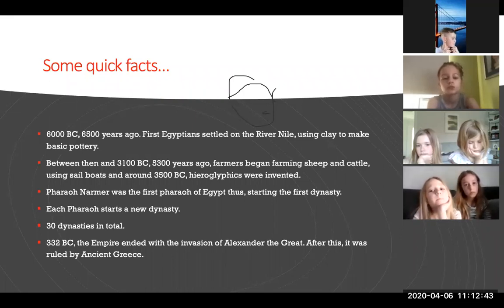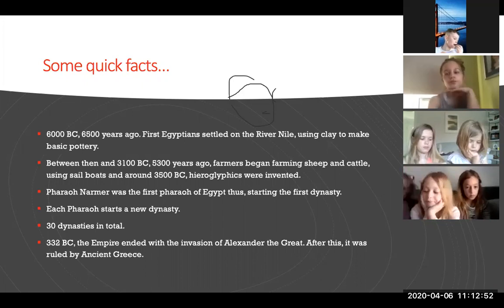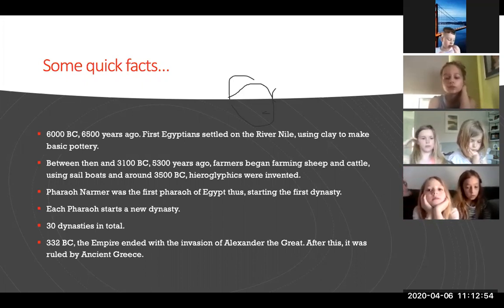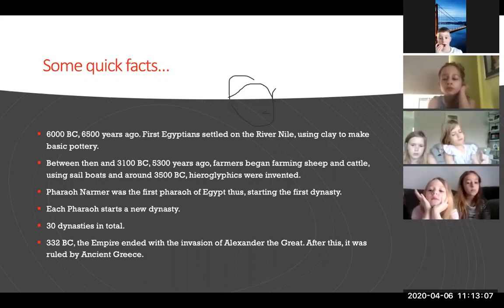Pharaoh Nama was the first pharaoh of Egypt, thus starting the first dynasty. Each time a new pharaoh came into power, a new dynasty started. It was just a posh word for describing the time period of that pharaoh ruling. There were 30 dynasties in total, and the Egyptian empire came to an end in 332 BC after the invasion of Alexander the Great, and after this it was ruled by ancient Greece.